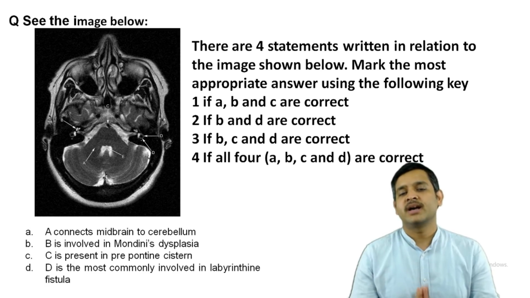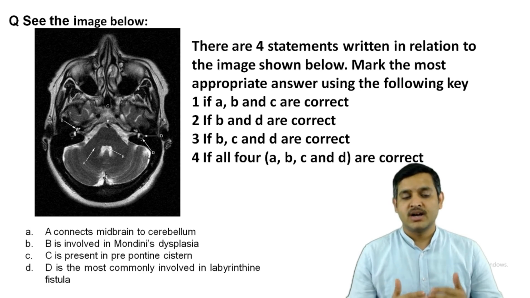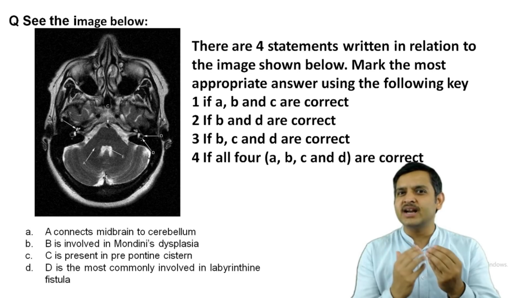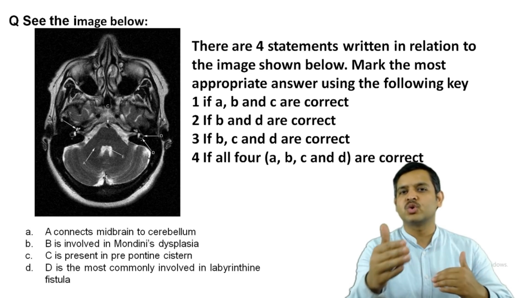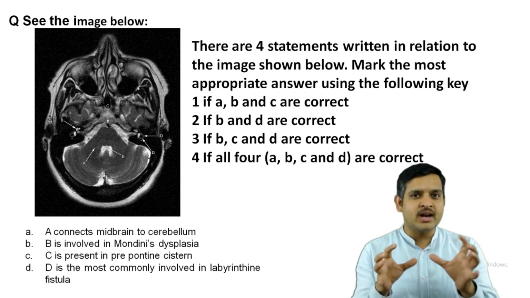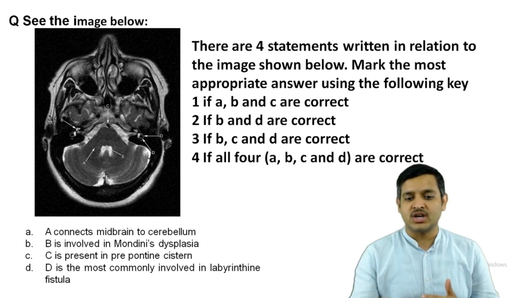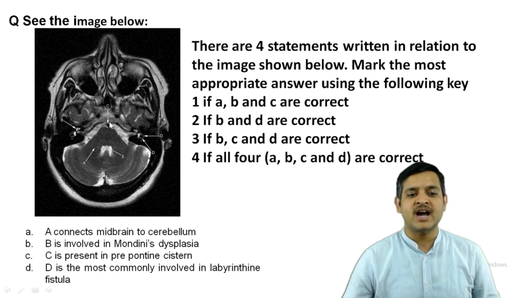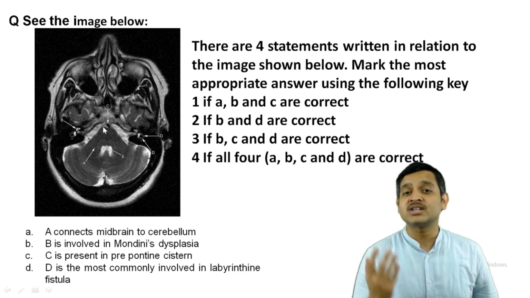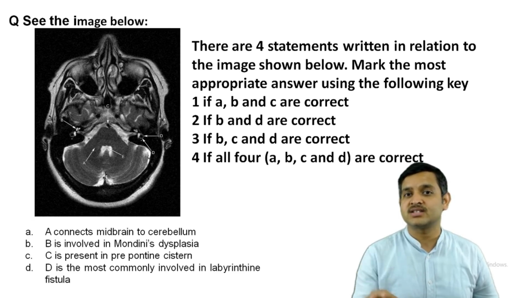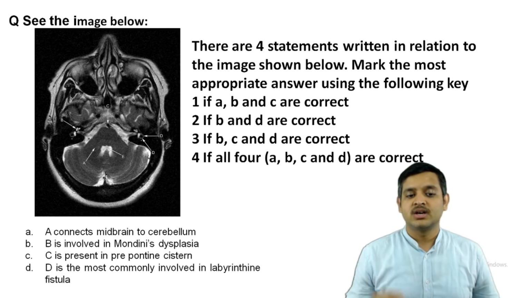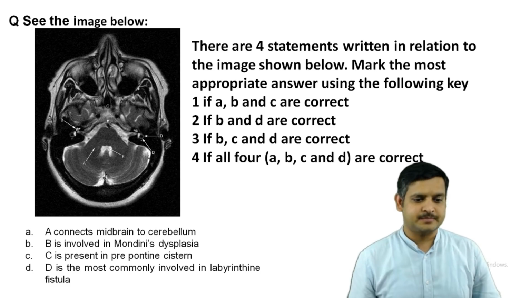C is present in the prepontine cistern. Now, all the statements are interlinked. We know that this is a middle cerebellar peduncle, so you know that this is pons, and you know in an MR this is an anterior structure. Now, this structure that you could see is anterior to the pons, so this has to be the prepontine cistern. Even if you do not know what that structure is, still you can identify that this is the prepontine cistern. So C is a correct statement.